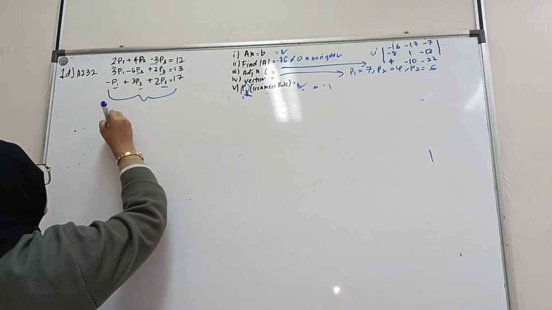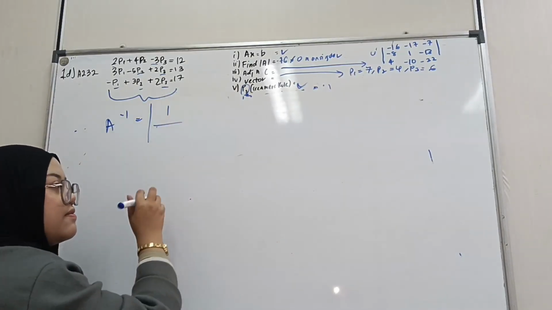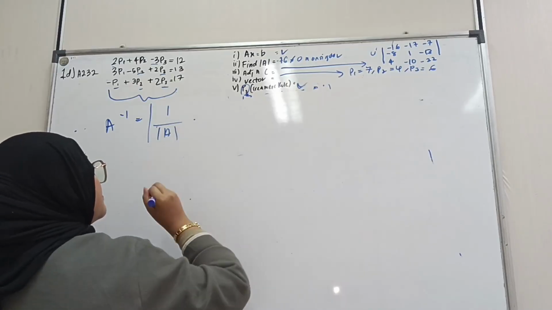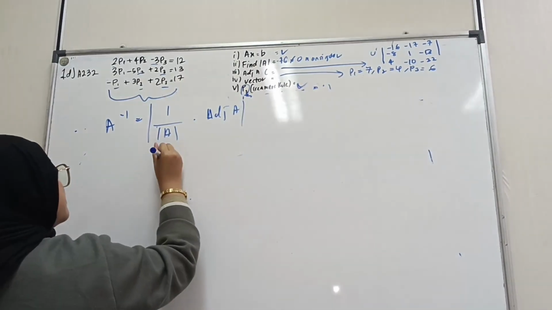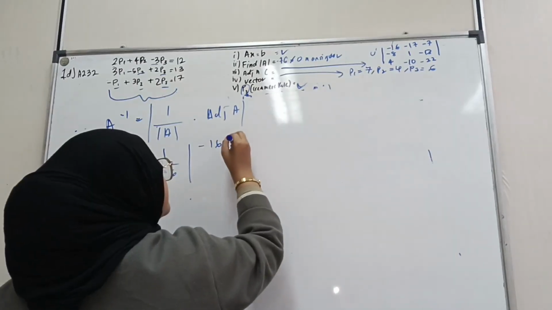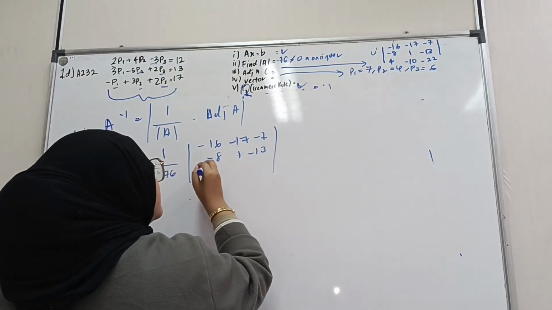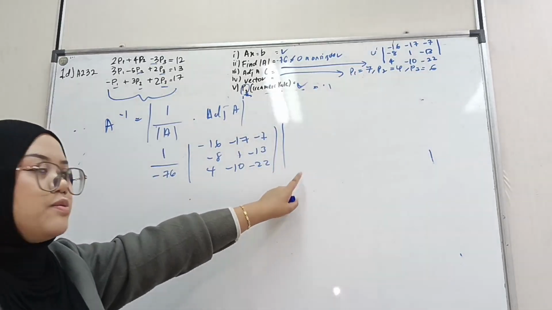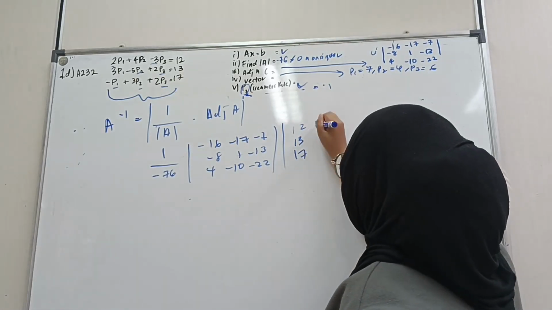The formula is A inverse equals 1 divided by the determinant from the second step, multiplied by the adjoint of A. So we put it here: 1 over -76, multiply the adjoint of A, we get -60, 7, 8, 1, 50, 4, 10, 22. Right here, we put the totals on the B form, which is 12, 15, 17.